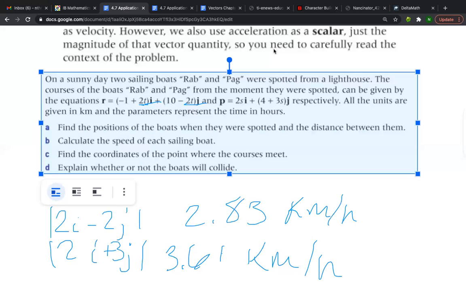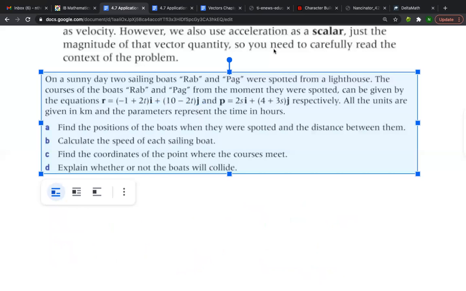Part C, find the coordinates where the courses meet, meaning I want the time where their positions are equal. So that means just setting the two equal to each other and solving the system. So I would have -1 plus 2t is going to be equal to 2s. Those are my i components. And then now I set my j components equal to each other. So I have 10 minus 2t equals 4 plus 3s.